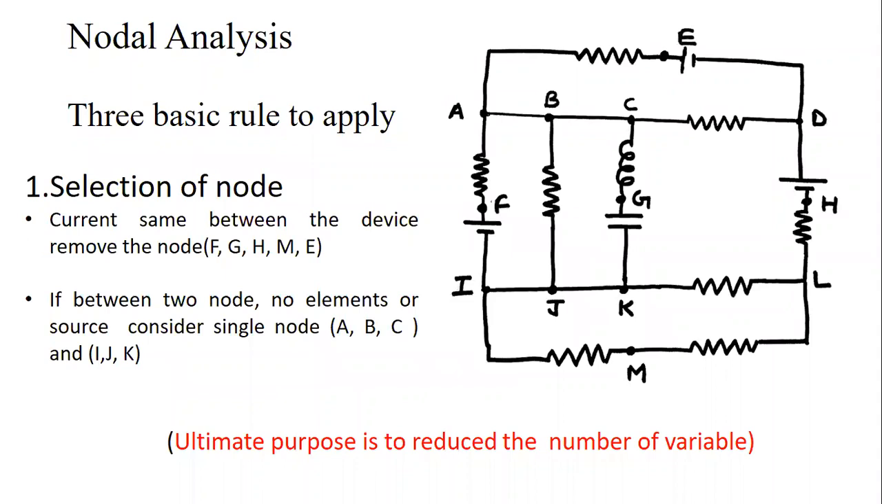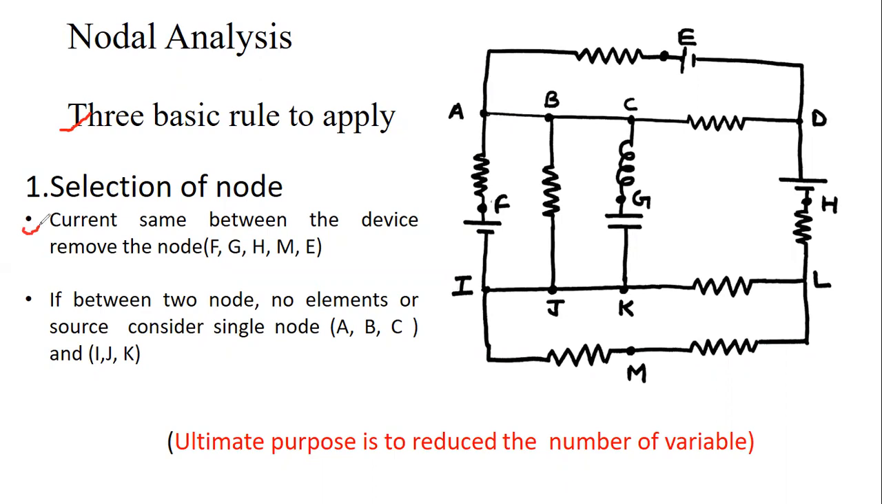Next is nodal analysis. There are three basic principles or three basic rules to apply nodal analysis. First is the selection of nodes. The circuit has a number of nodes. The basic definition of a node is the interconnection of elements. But it does not mean that you take all the nodes when considering nodal analysis. We have to select a minimum number of nodes.